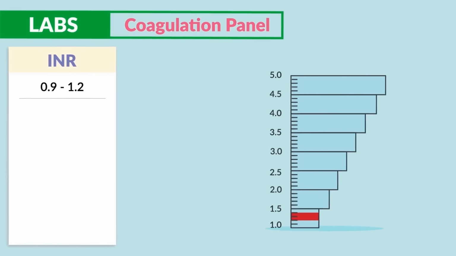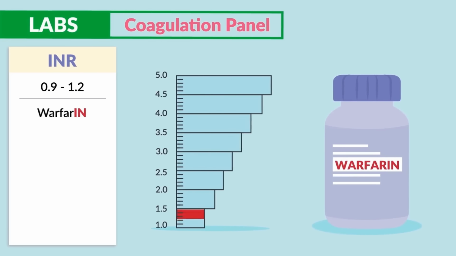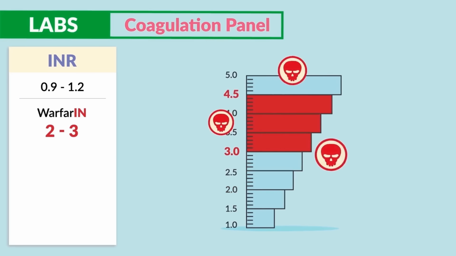Now, INR normally between 0.9 to 1.2. But again, don't focus on that. Focus on the client on warfarin with an INR therapeutic range of 2 to 3. The key number there is 2 to 3. So just think, warfarin is for INR. Again, think higher is horrible.